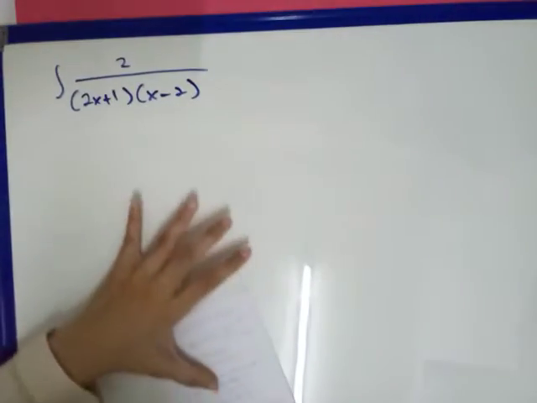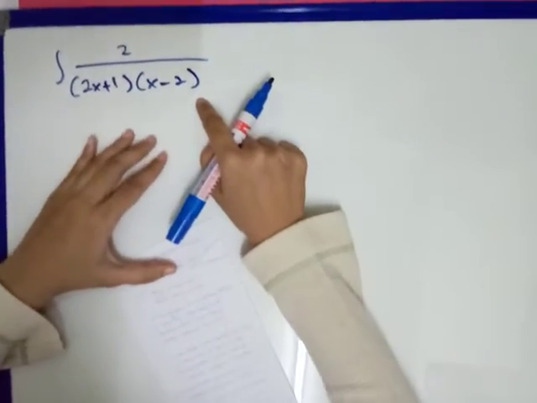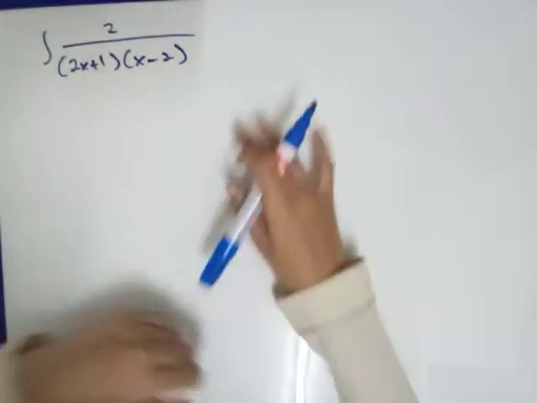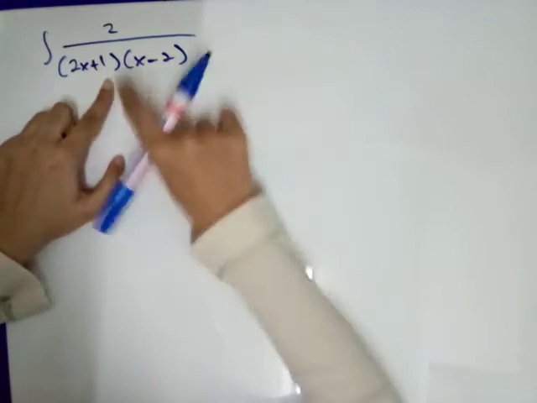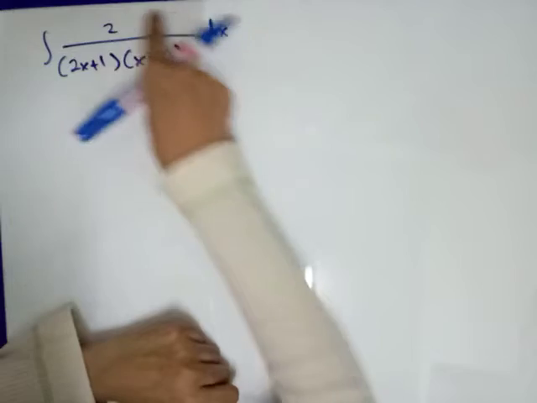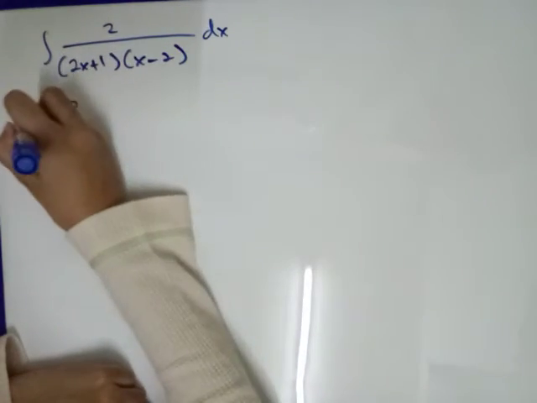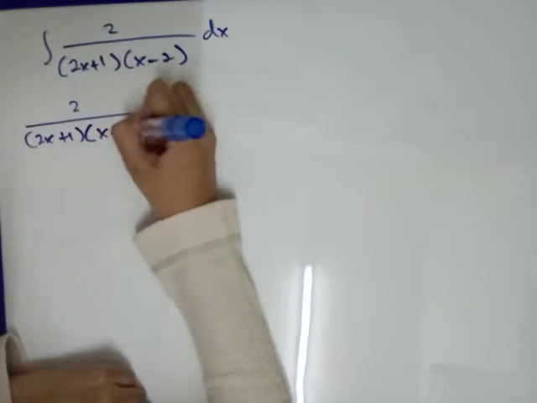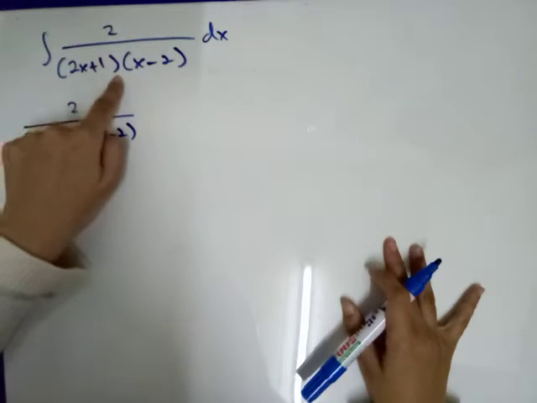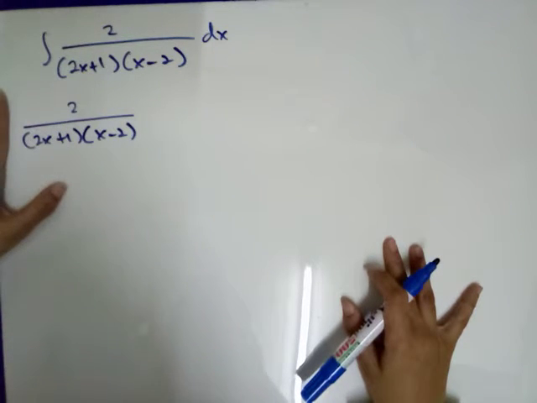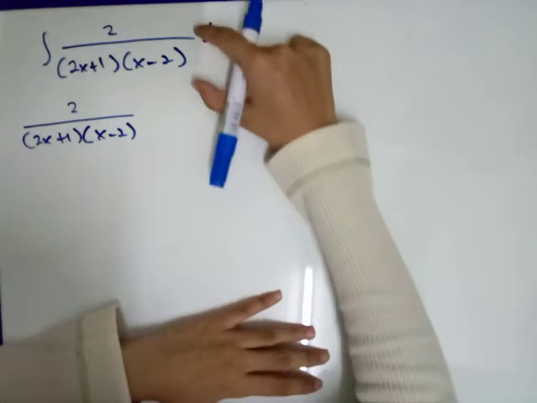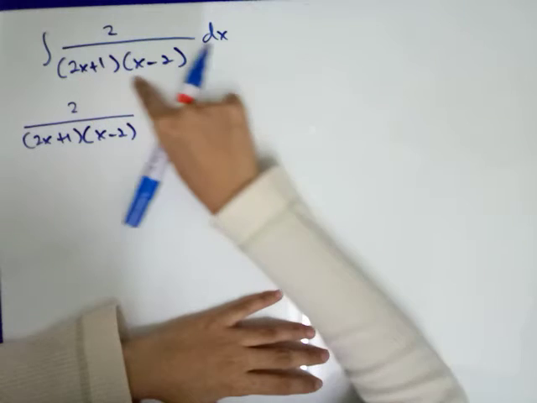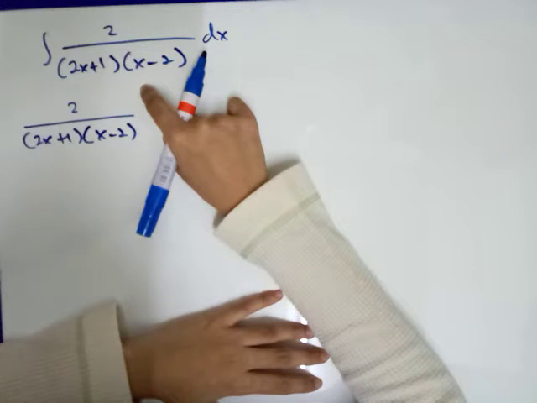So this one is a distinct linear factor. So how to solve this one? First, yang ni dx, okay. First you need to take out this term, 2 over (2x plus 1) times (x minus 2). Take out this one first, no need to integrate. Bila awak jumpa bentuk soalan yang 2 over with linear factor macam ni, we need to use the partial fraction.